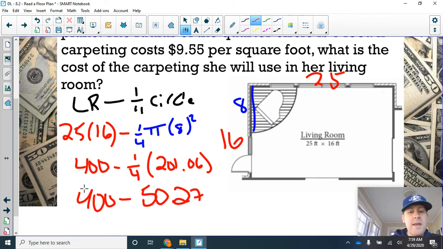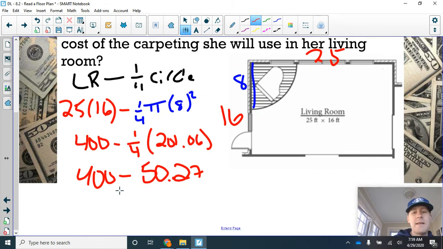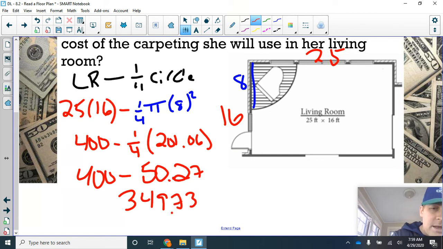So the area of the rectangle is 400. The area of the quarter circle is 50.27. Our last step now is to subtract those two things. So we get a total area here of 349.73. And since it's an area, we label it as feet squared or square feet.